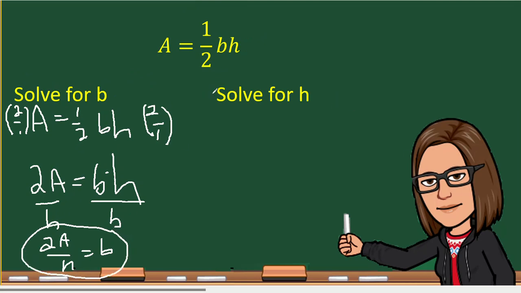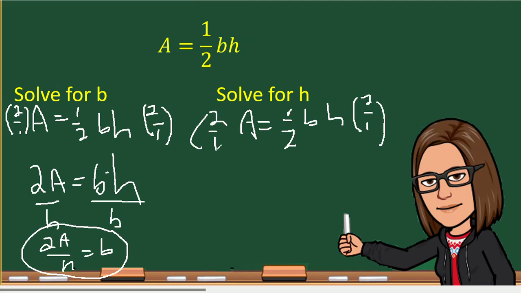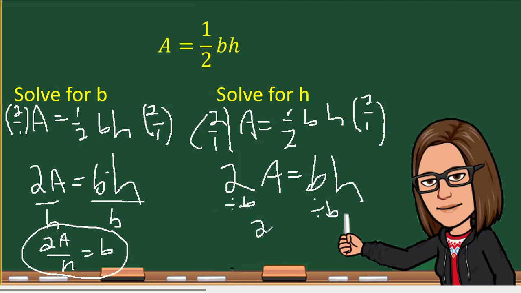So let's do the same thing for H. A equals 1/2 base times height. Again, we need to get rid of the 1/2, so we're going to multiply by the reciprocal, which is 2/1. Take it times 2/1. So we get the same thing as 2A equals BH. This time we are solving for H, so we're going to divide both sides by B. And now our literal equation is going to be 2A divided by B equals H.